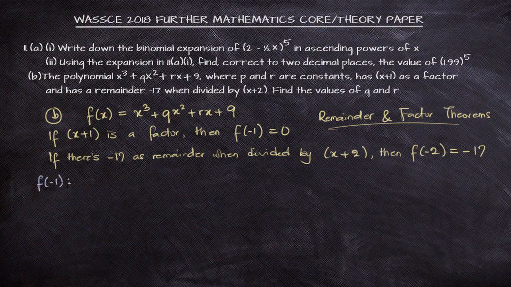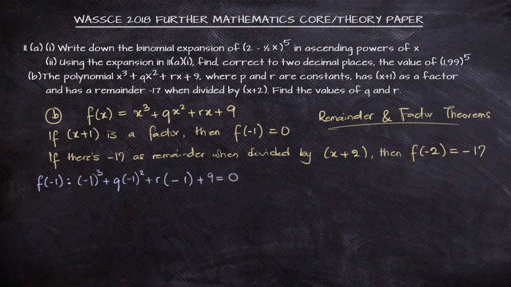So, function of minus 1 will yield minus 1 raised to power 3 plus q multiplied by minus 1 raised to power 2 plus r multiplied by minus 1 plus 9, and we're saying it's going to be 0.